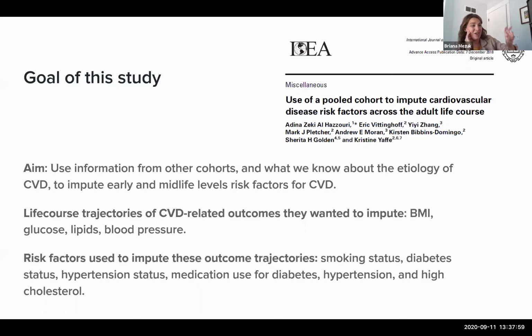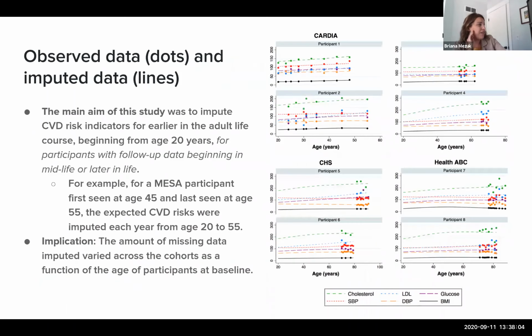So what they are trying to do is fill in the values for participant 8, who was only observed starting in their 70s. They're trying to predict what that person's value was in their 30s. But even if I can predict it, that does not mean that this model is telling me what I could have done to prevent them from having cholesterol in the high 200s, right? So I think that's the other tension there.